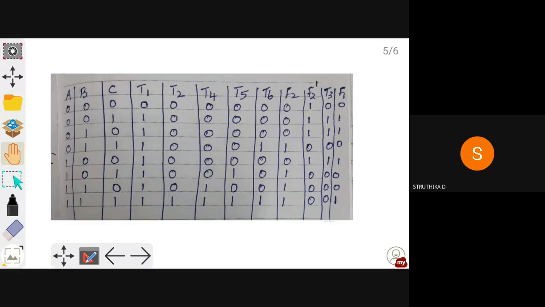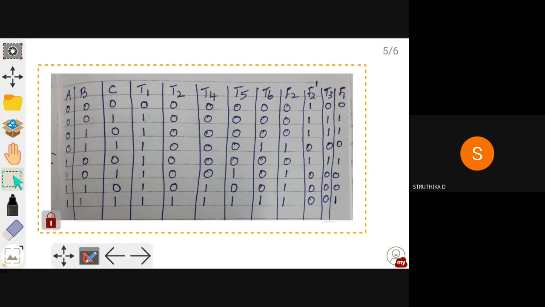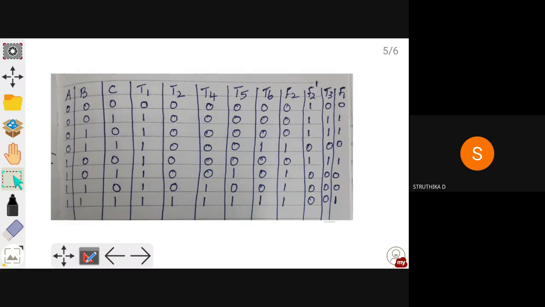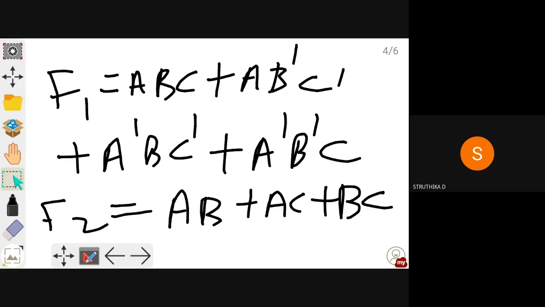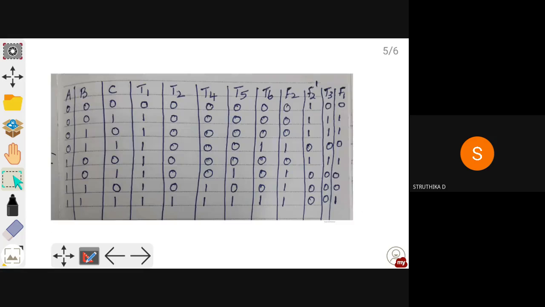So T2 is this, and T3 is this. So if you OR these two, you will get the F1 value. So if you take F1 from the normal boolean function, you get ABC 111 has 1. So 111 has 1. You get the correct answer.